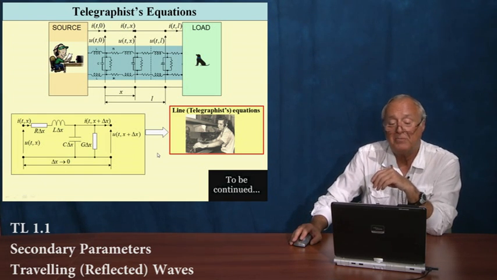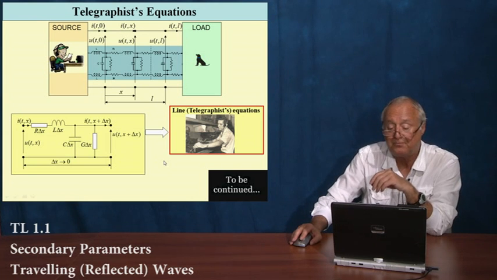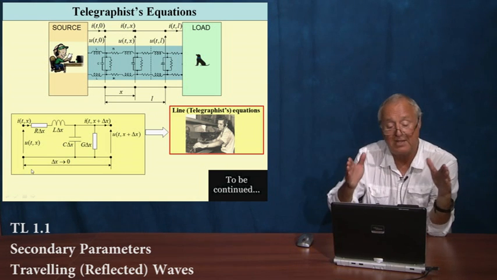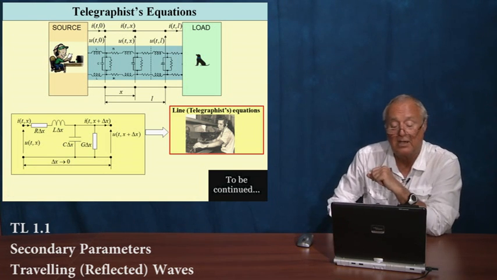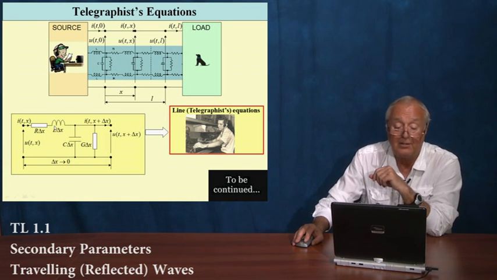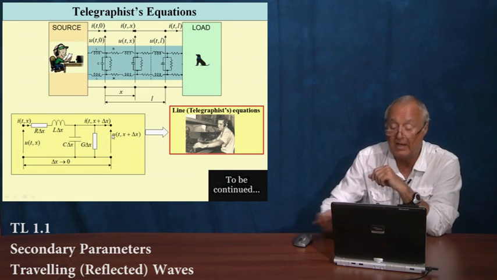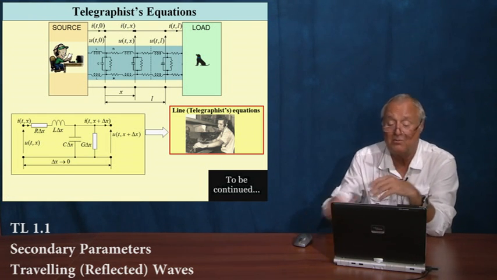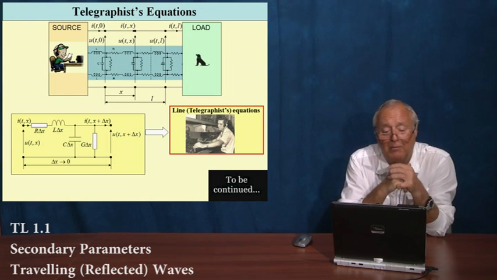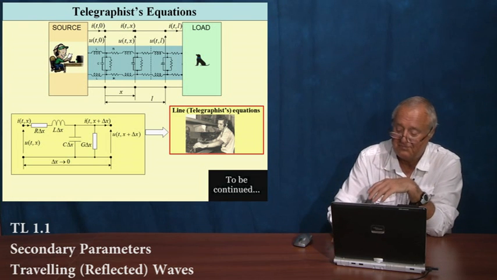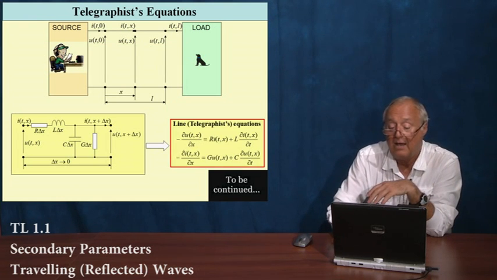We are interested in line equations. So we start with this segment. The length of this segment is delta x, where delta x is going to 0. From Kirchhoff's voltage laws and also element equations for this two-port segment of line, we obtain the so-called line or telegraphist equations. Why telegraphist? Many years ago, a transmission line was simply a telegraph line. There was no PCB.